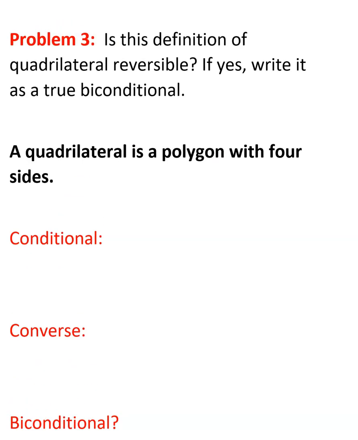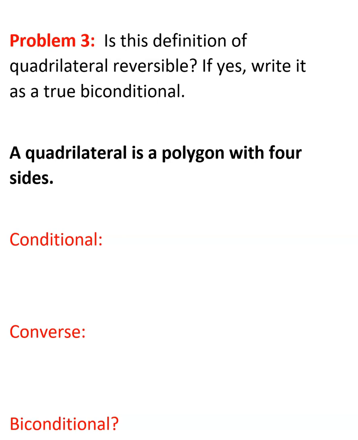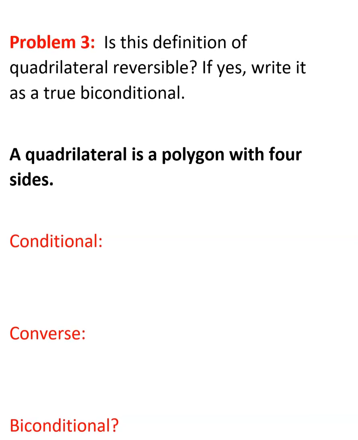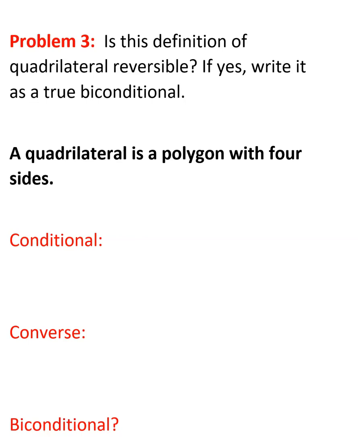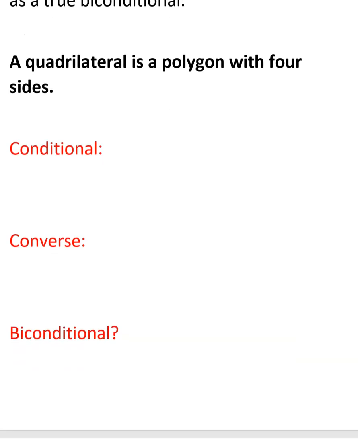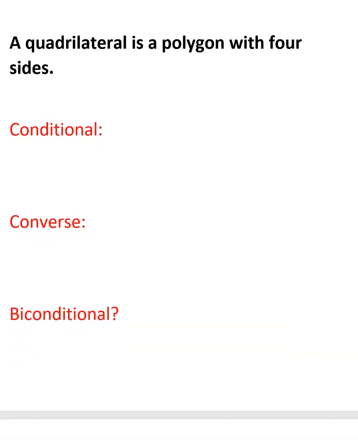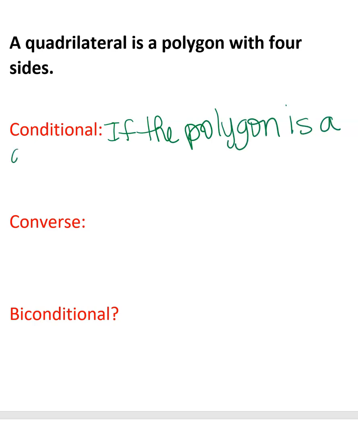So we want to decide if this definition is reversible. A quadrilateral is a polygon with 4 sides. First of all, this one is written as a statement. You have to write it as a conditional first. So if the polygon is a quadrilateral, then it has 4 sides.